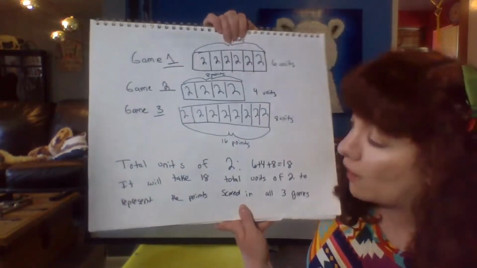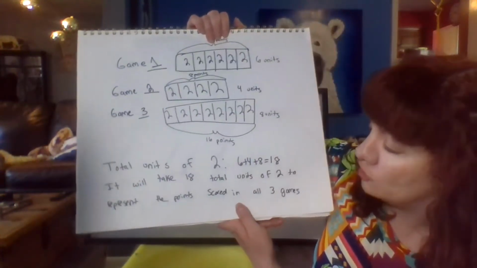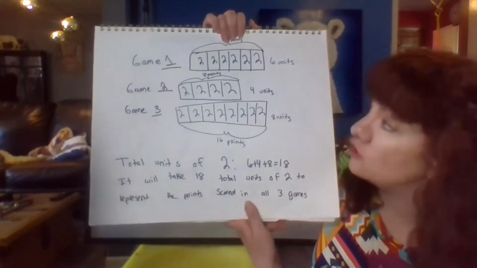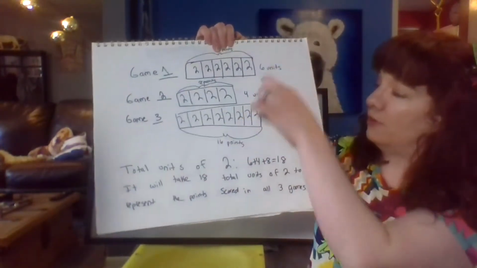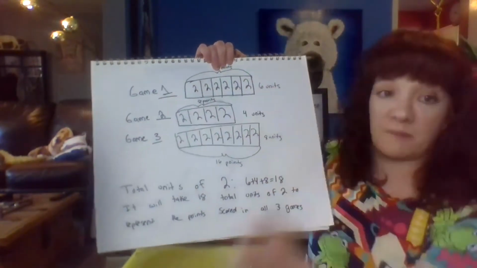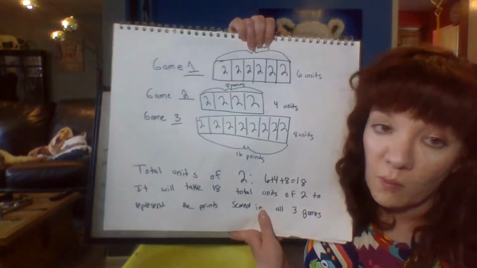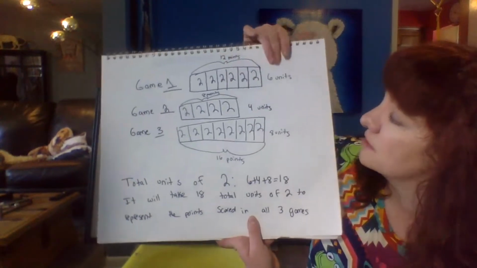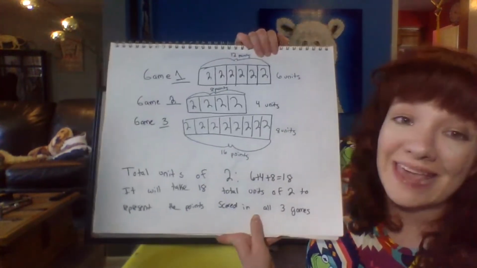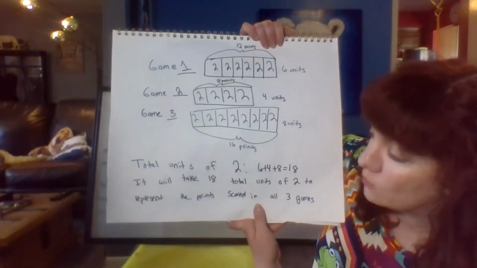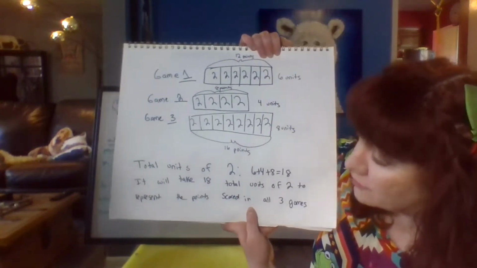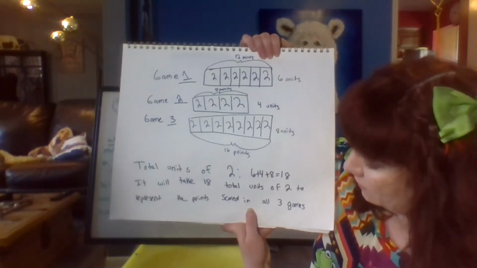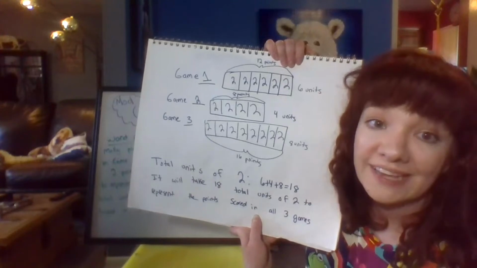So to answer that question, total units of 2. The total units of 2 is taking the number of units or the number of spaces or blocks or whatever and you add them all together. So 6 plus 4 plus 8 gives me 18. So it will take 18 total units of 2 to represent the points scored in all 3 games.